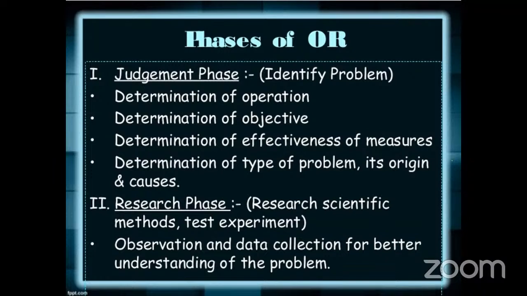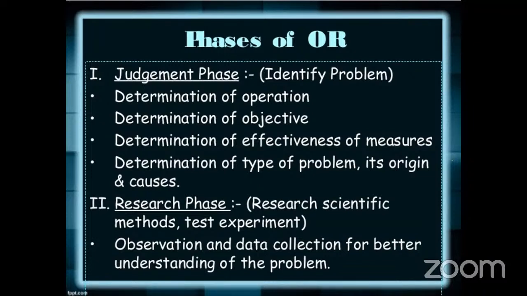So first is the judgment phase. What is this judgment phase? Identifying the problem, that is determination of operation, what the operation actually does, determination of objective, what you require from doing this operation, and determination of effectiveness of measures, meaning how much it is going to affect your operations, determination of the type of problem, its origin and causes. You identify what is actually the problem of the business, and what they are going to get by solving that problem. That is the judgment phase.